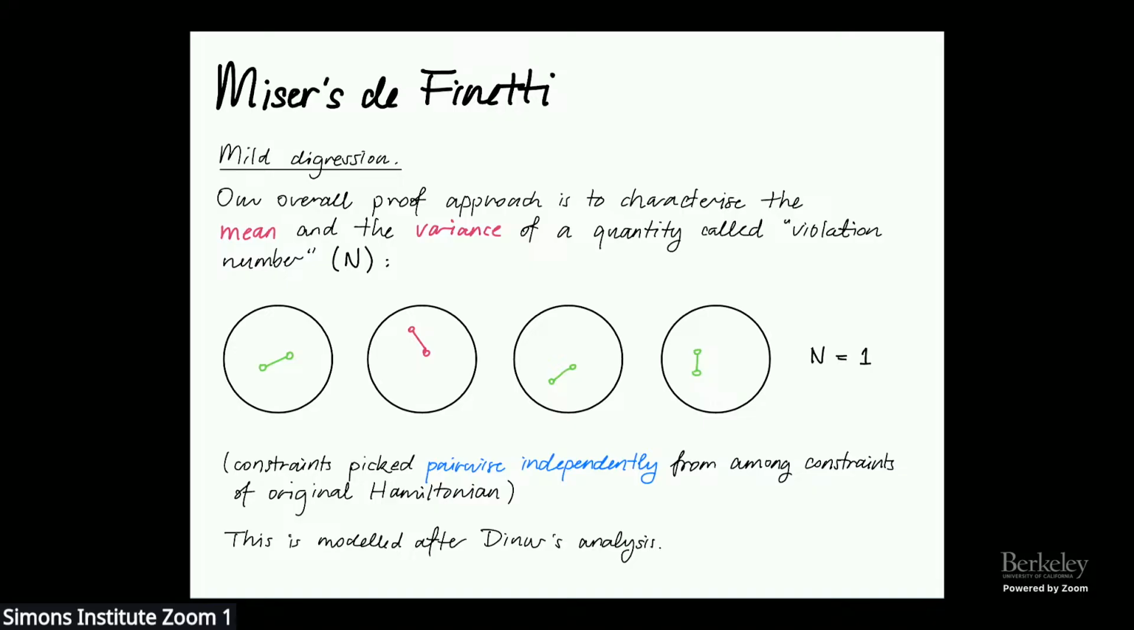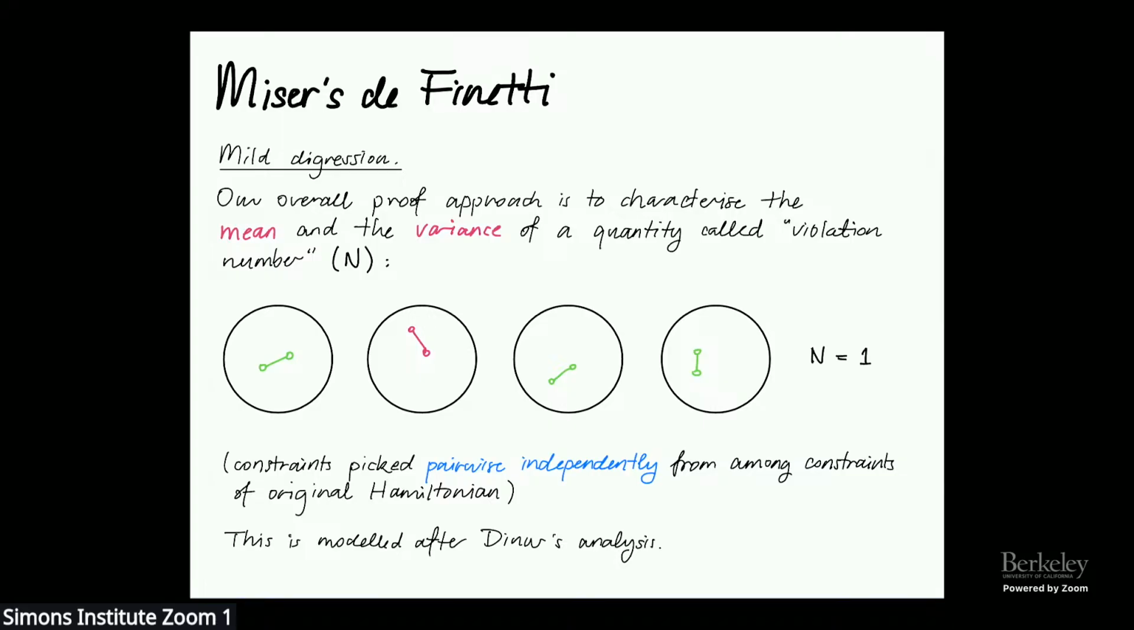Let me do a mild digression to tell you a little bit about our proof, so you have context for why we're using the de Finetti theorem and why the simplification that we make is good enough. Our overall proof approach is to characterize the mean and the variance of a quantity called the violation number, which Dinur also uses. The violation number is basically this: you pick some random constraints, T of them, for the T systems that you made copies of to do your amplification. Then you measure each one individually on a different copy, and see which ones are violated. Here, red is violated and green is fine, right?